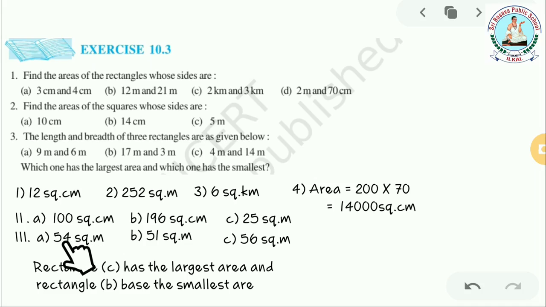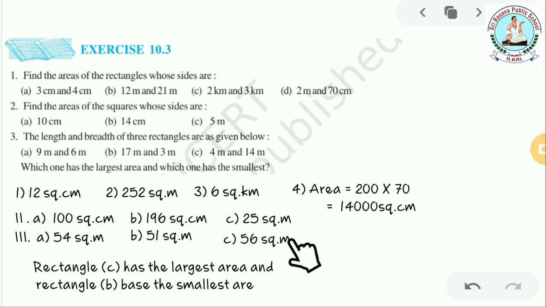And just observe here, this is the area of the first rectangle, this is the area of the second rectangle, and this is the area of the third rectangle. And when you compare the areas of all these rectangles, you will come to know that rectangle C has the largest area and rectangle B has the smallest area, right?